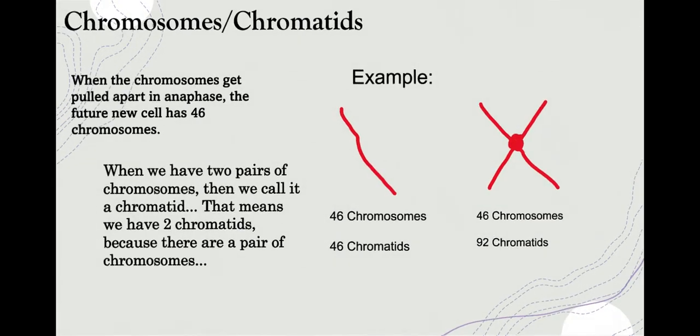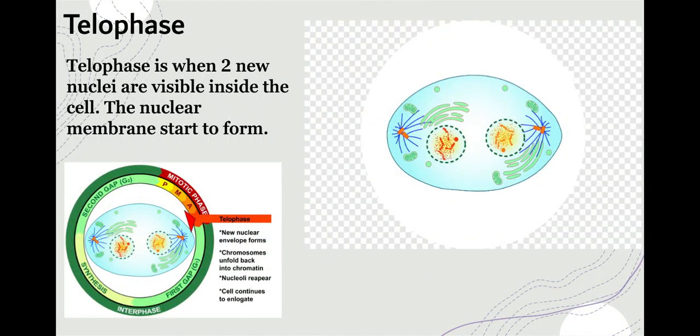And now we have telophase. So telophase is when the two new nuclei are visible inside the cell. The nuclear membrane again starts to form. So in this one cell, you will be able to see two new nuclei that are starting to grow. So this is telophase, for two new nuclei. And the plural of nucleus is nuclei, not nucleuses.